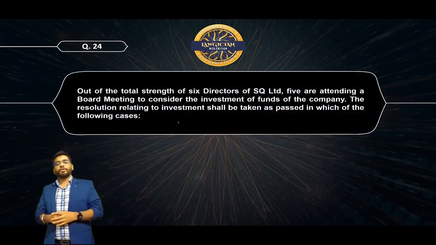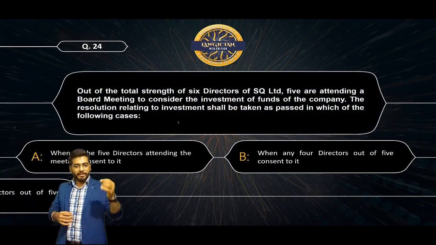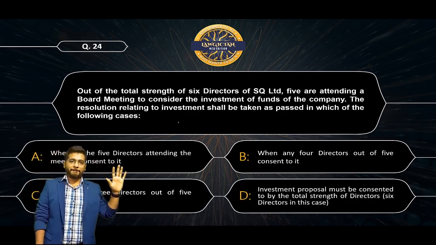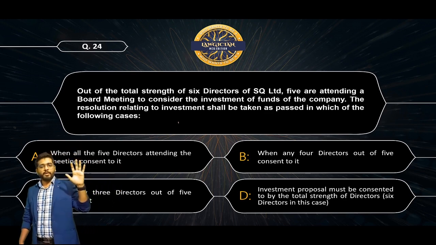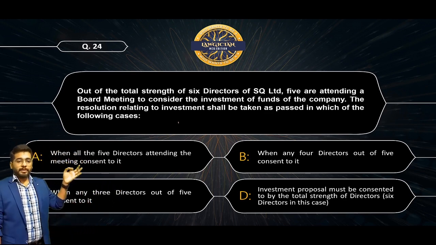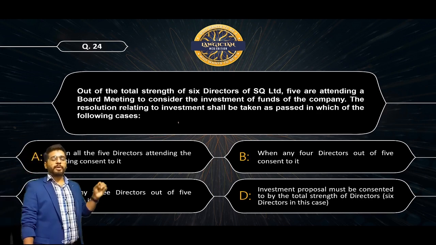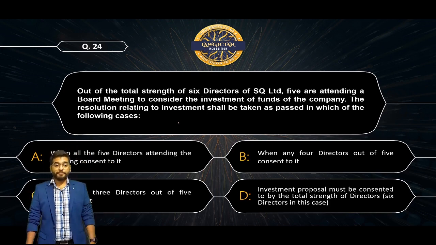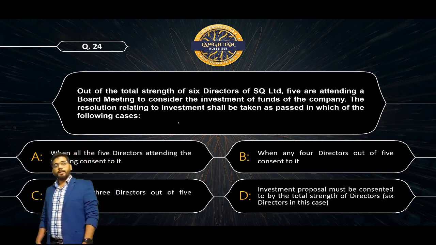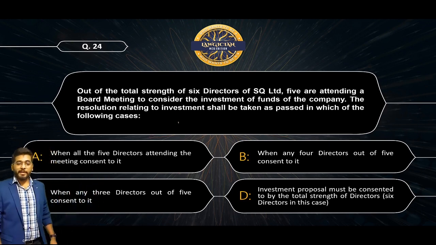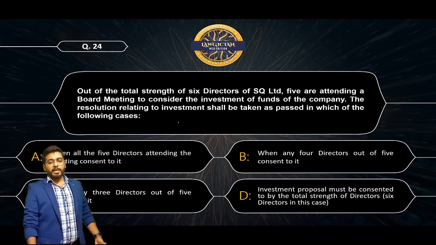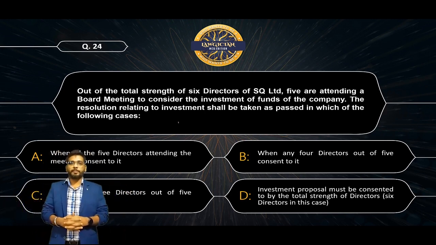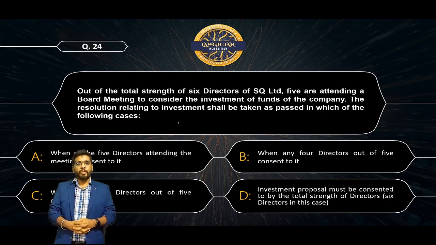All right. Let's go to question 24 on the screen right now. Out of the total strength of the directors of SQ Limited, 5 are attending the board meeting to consider the investment of the funds of the company. The resolution relating to the investment shall be taken as passed in which of the following cases? A, all directors are present; B, at least 4 are present; C, at least 3 are present; or D, the investment proposal must be considered by the total strength, that is all the 6 directors of the company. Think. A, B, C, or D.